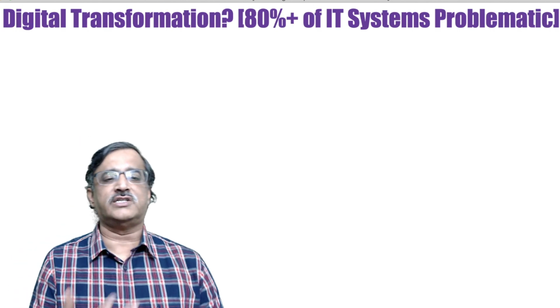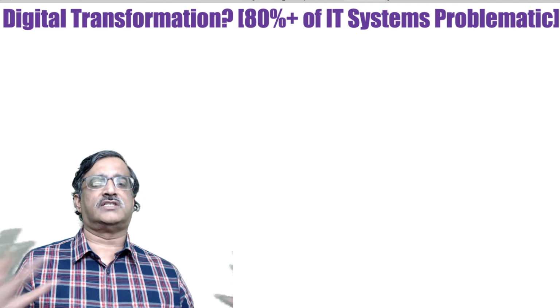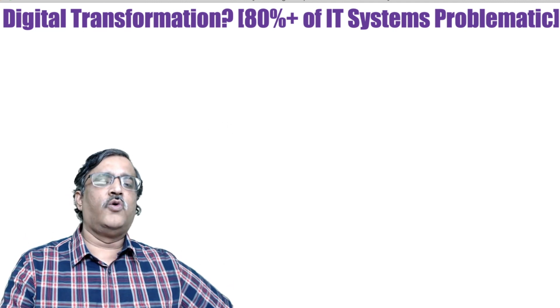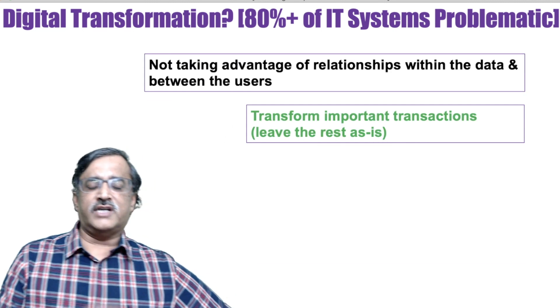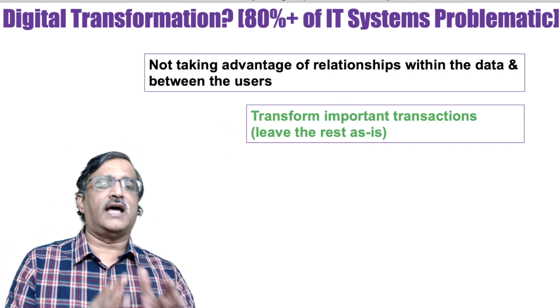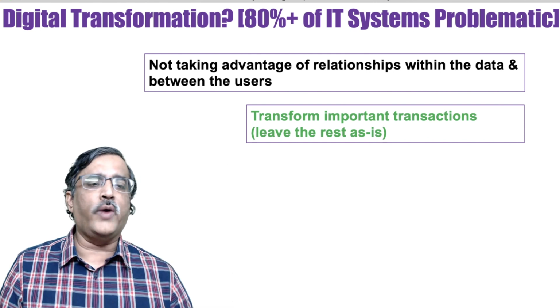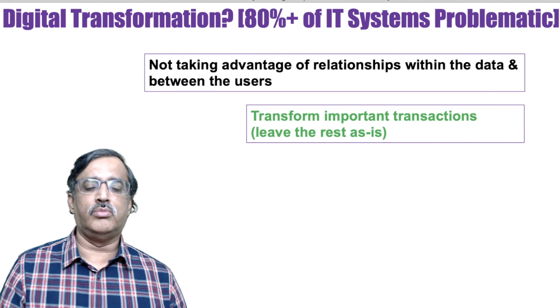So now in digital transformation, how is this relevant? I think 80% of our systems have these problems, which is what convinces me that we can do digital transformation in any IT system. So the first thing we can do is look at the important transactions and then transform only them, leave the others as is. Like the quick car example I gave you in the asymmetry episode.